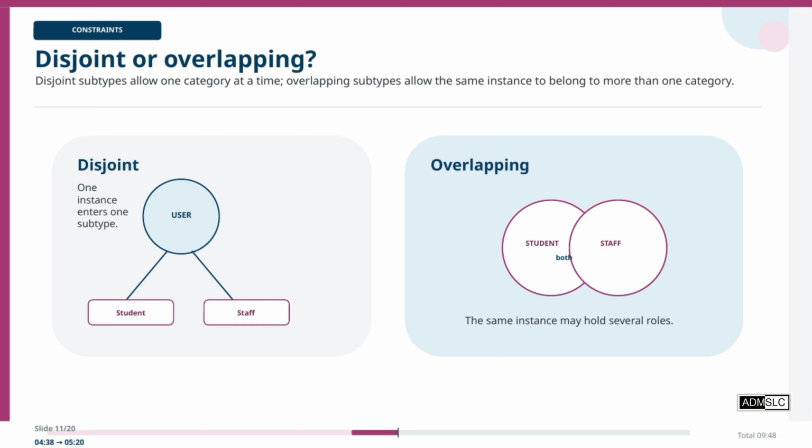Think back to our university example. A user could absolutely be an alumni and current staff at the exact same time. These constraints let you express vital, non-negotiable business rules directly in your diagram.